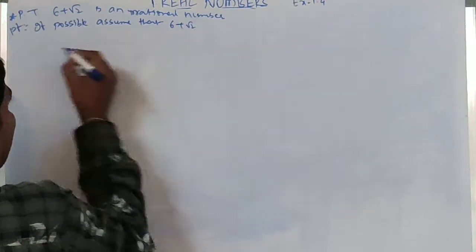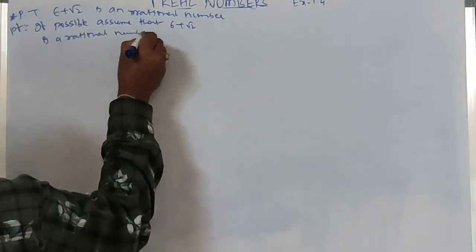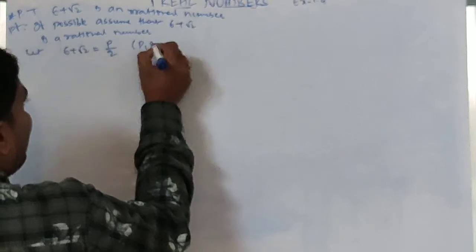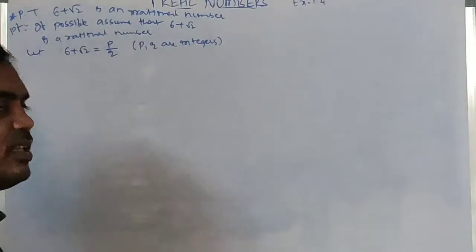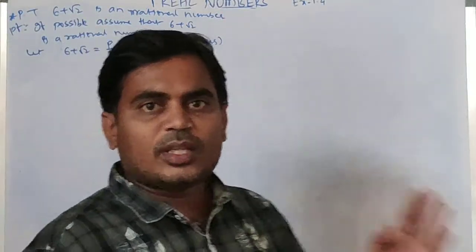assume that 6 plus root 2 is a rational number. If 6 plus root 2 is a rational number, let 6 plus root 2 equal p by q. Every rational number is in the form of p by q, where p, q are integers.